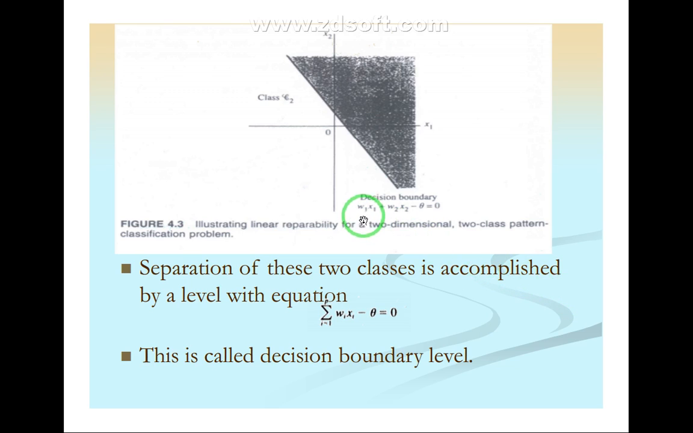With respect to this, the equation for this line would be W1x1 plus W2x2 minus theta equals 0. Therefore, the separation of these two classes is accomplished by a level with equation sigma Wixi minus theta equals 0, which is giving you this decision boundary, the equation of a straight line. This is the equation of a straight line dividing the area into two classes, C1 and C2. So this is called the decision boundary level.